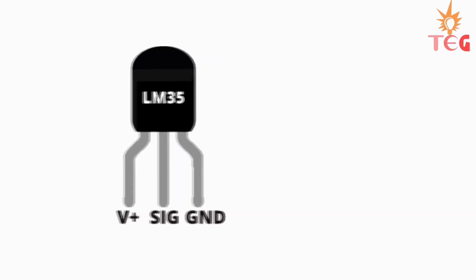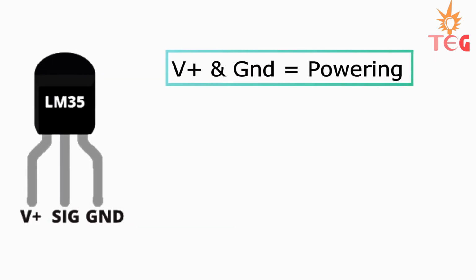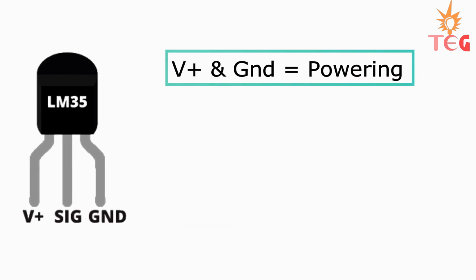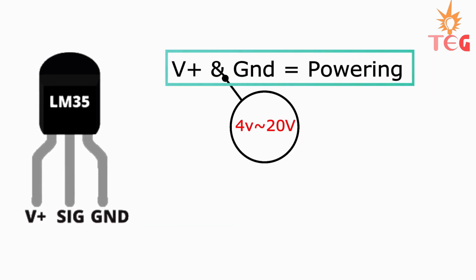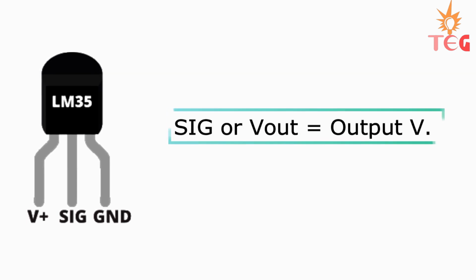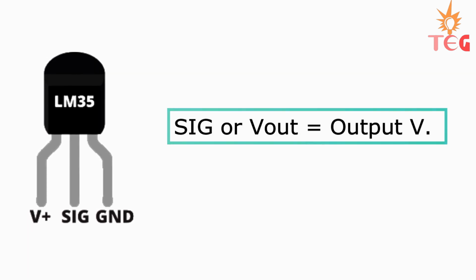Let's take a look at the pinouts of LM35. Plus VCC and ground provide power to the IC, whereas V output gives the output voltage corresponding to temperature.